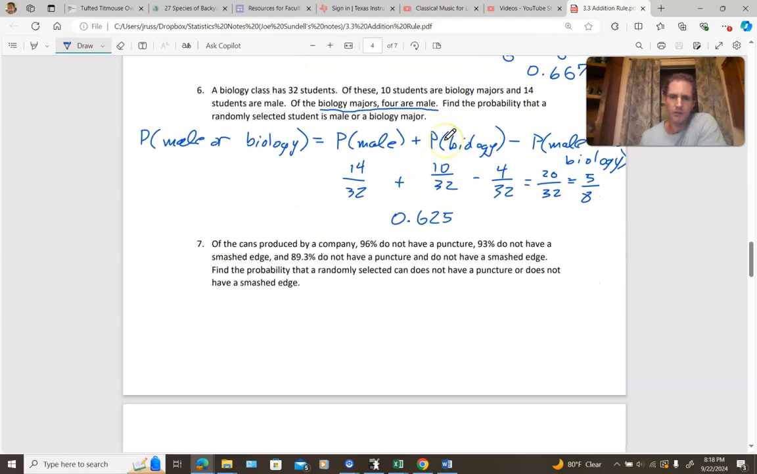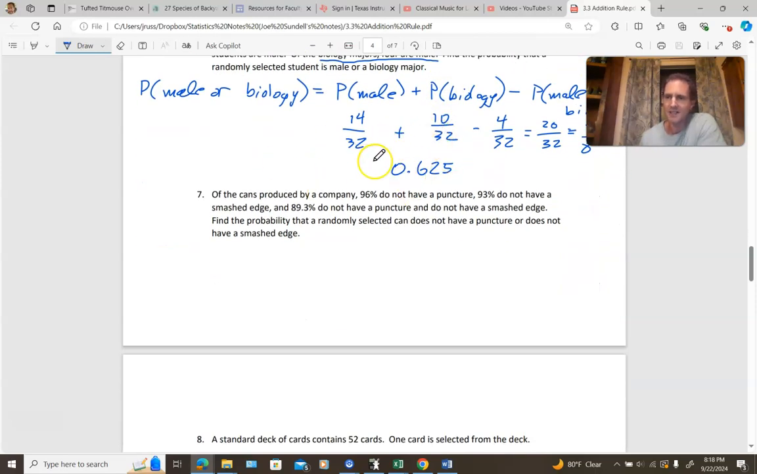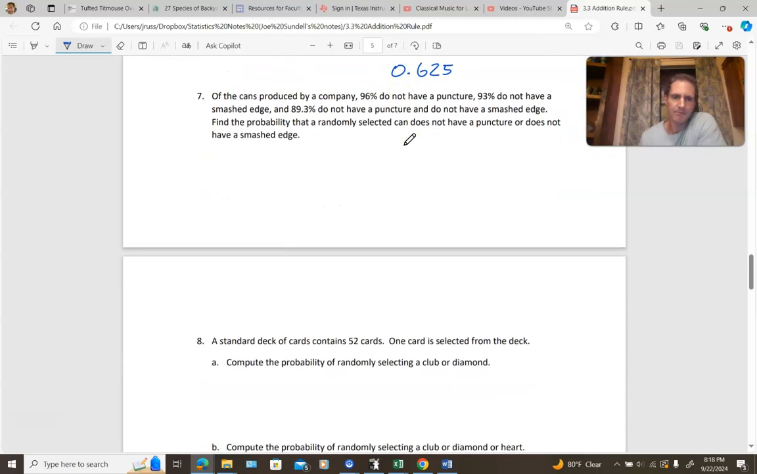Okay, all right, number 7. All of these are kind of the same, guys. It says, of the cans produced by a company, 96% do not have a puncture, and 93% do not have a smashed edge. And 89.3% do not have a puncture and do not have a smashed edge. So find the probability that a randomly selected can does not have a puncture or does not have a smashed edge. Again, this is a union because of that word "or."